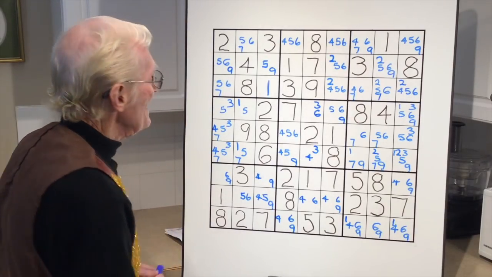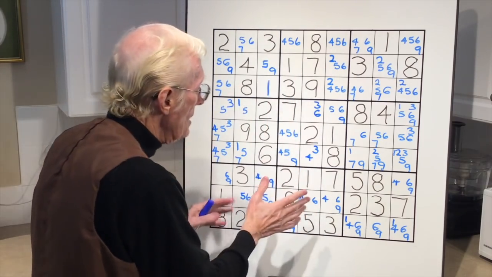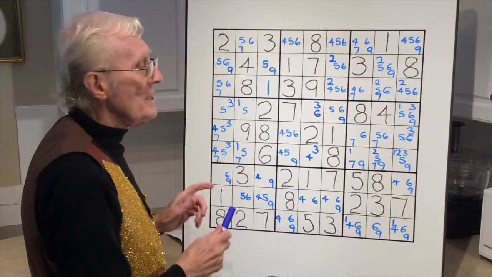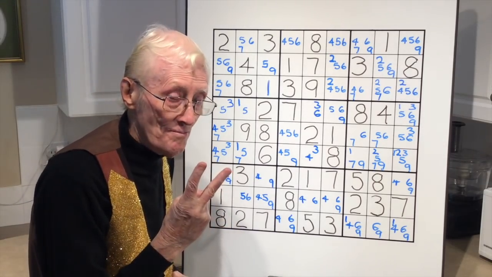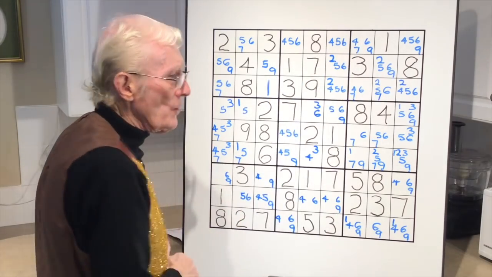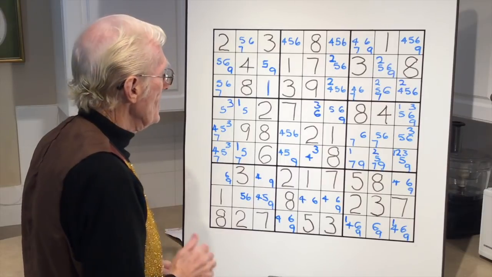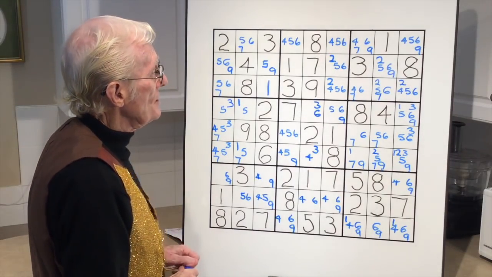Now, a conjugate pair is any row, column or block that has a number that only appears twice. And I'll show you one. Here's one, a 7 and a 7. We call that a conjugate pair. If we were doing links, it would be a strong link.